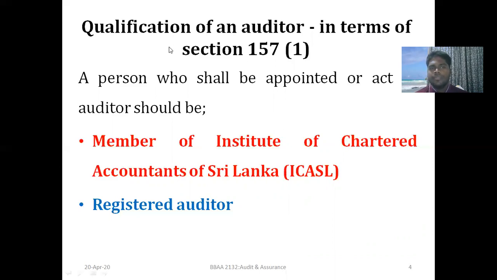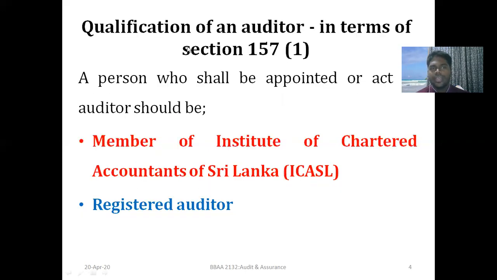Okay, students, the first thing we should know is the qualification of an auditor. When we talk about an audit, or an auditor, especially the external auditor, the first thing we should know is what the qualifications of an auditor are. The qualifications are clearly stated in the Company Act, here in terms of section 157 subsection 1. You don't need to remember this section number or subsection. It is enough to know what arrangements are listed under the Company Act.